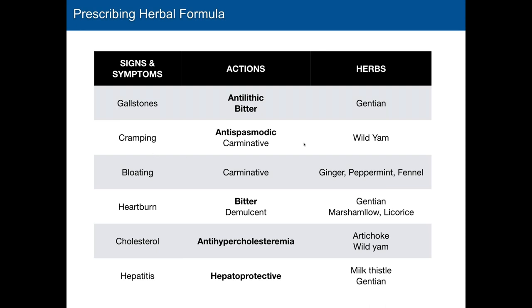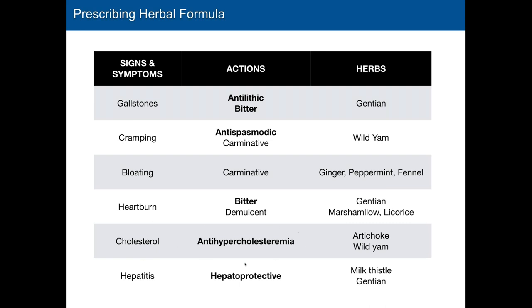If there's some cramping, I may want to use an antispasmodic or a carminative. In this case, I'll use wild yam. With bloating, I could use a carminative. You could also use bitters, which can sometimes help with that as well. So there's a list of those you might want to choose. If they have heartburn, you might want to give them a bitter and a demulcent, depending on what's going on. We'll come back to that in a second.